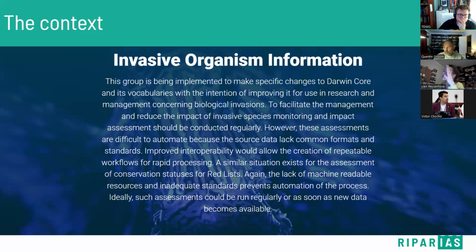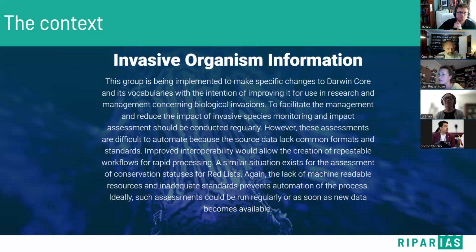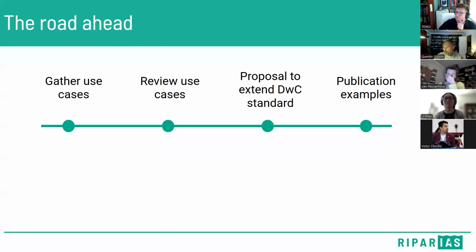So the task group, the goals are achieved. Now there's a new task group about invasive alien species that I am convening. The road ahead was we planned the task group kicked off in September 2024, right after the TDWG conference in Okinawa. And the goal was to first start gathering use cases, and we wanted to have the use cases ready by the end of 2024. Well, that was a bit of an underestimation of the time because we're still gathering use cases.